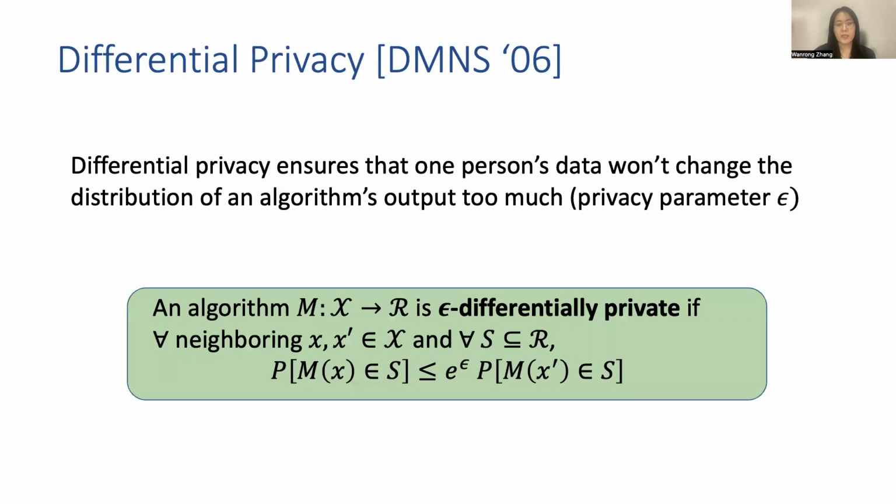And formally, we say an algorithm is epsilon differentially private if for all pairs of neighboring datasets that differ in only one arbitrary person's data, the distribution over the algorithm's output on these two neighboring datasets must be close in this multiplicative sense.